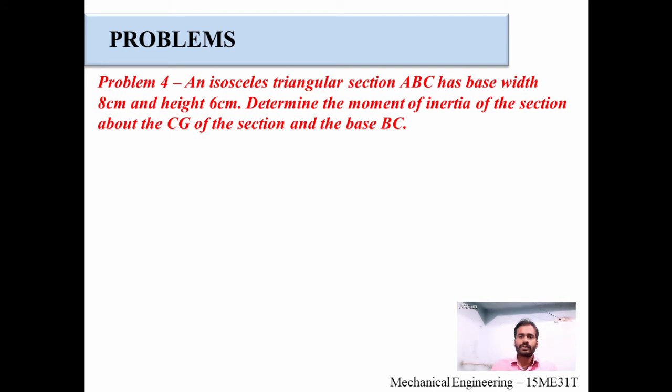Moving on to the fourth question, an isosceles triangular section ABC has base width 8 cm and height 6 cm. Now determine the moment of inertia of the section about the CG, the center of gravity of the section, and the base BC. So we have to calculate the moment of inertia about the CG and about the base. First write down the given data. B is equal to 8 cm and H is equal to 6 cm.